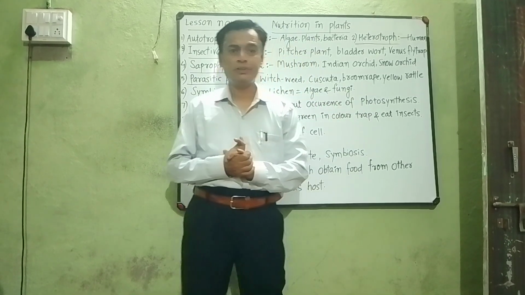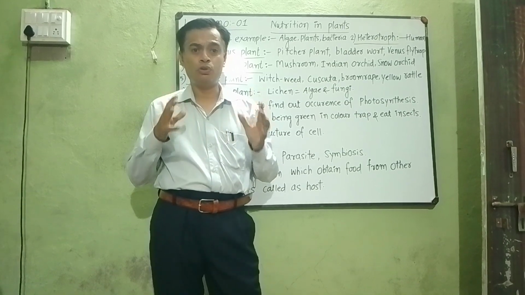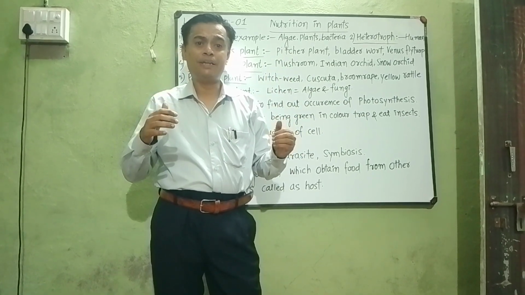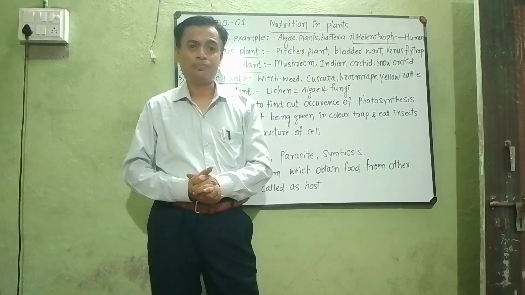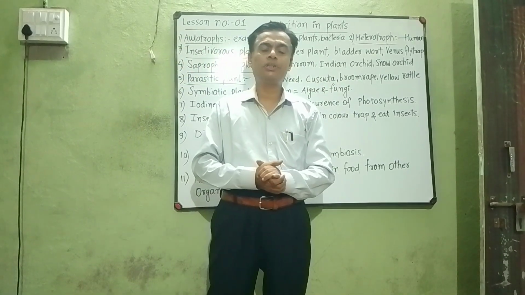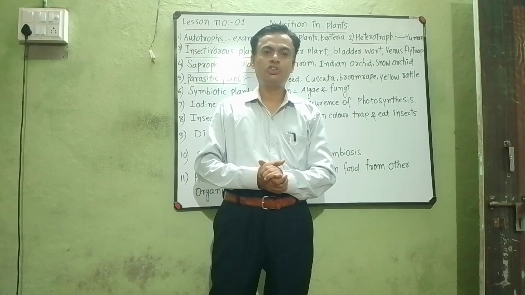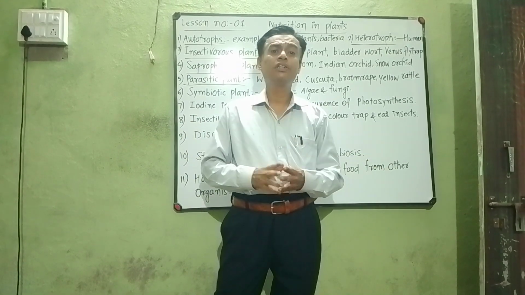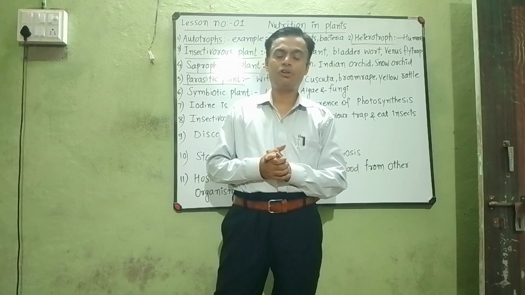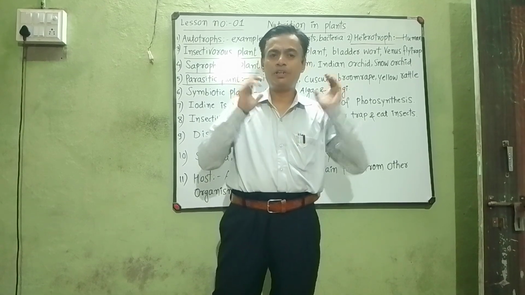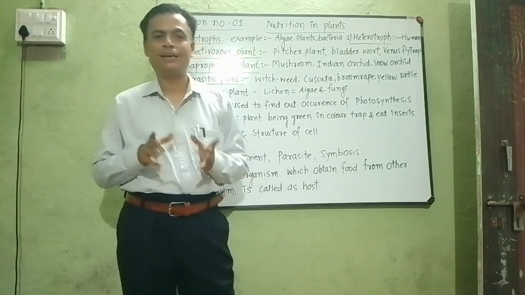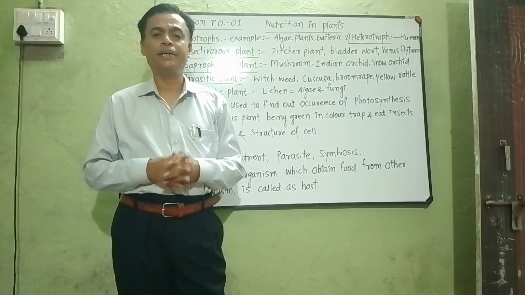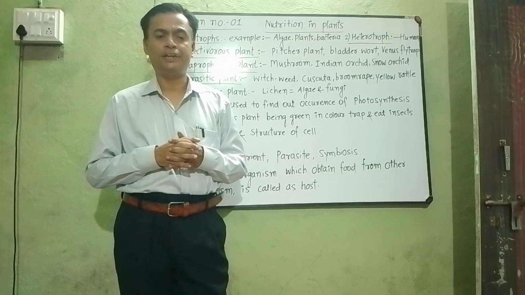Now what is autotrophic nutrition? Autotrophic mode of nutrition is a type of nutrition in which the organism can synthesize its own food. What is heterotrophic mode of nutrition? Heterotrophic mode of nutrition is a type of nutrition in which the organism cannot synthesize its own food. This is called as heterotrophic mode of nutrition. Different examples are there. Some bacteria, algae and green plants. This is the example of the autotroph, and humans are the example of the heterotroph.